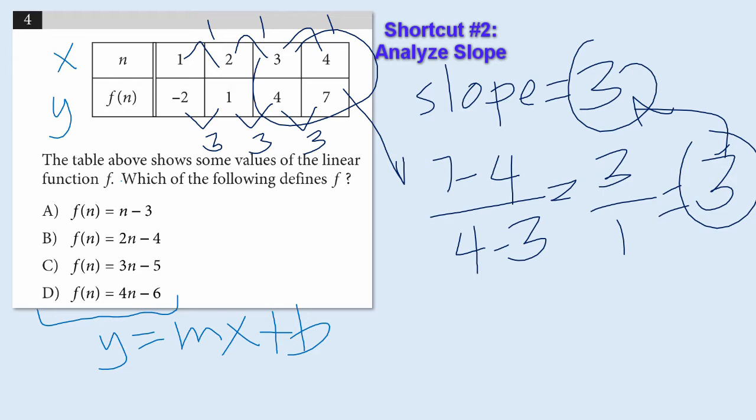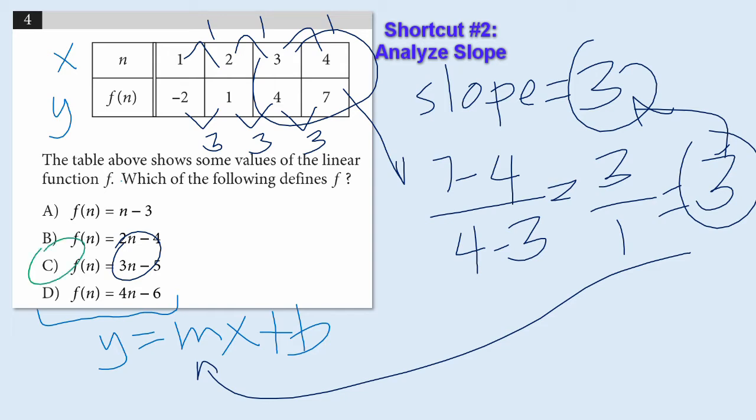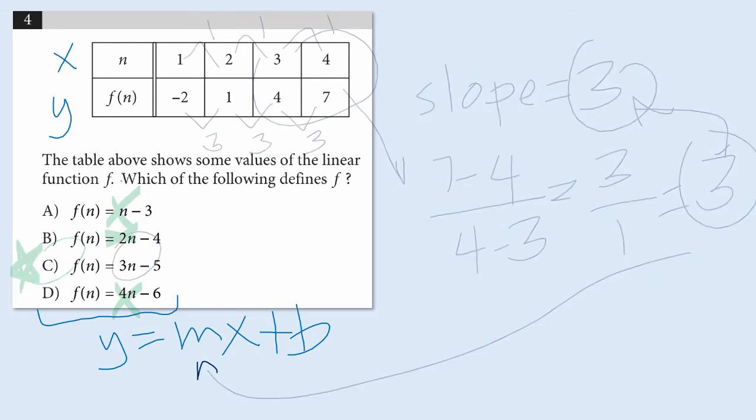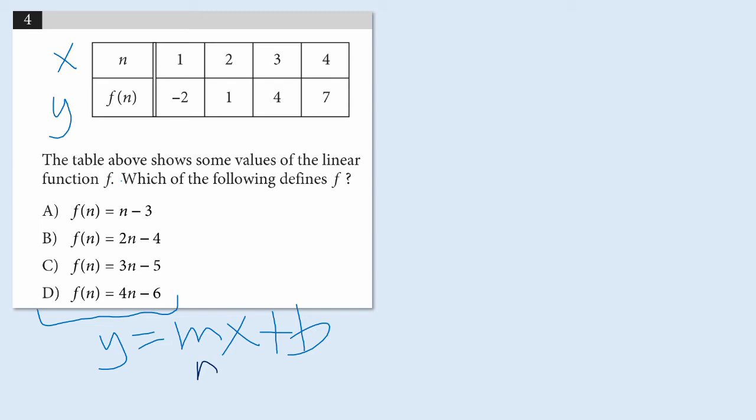Well, there's only one equation that has a slope of 3. So I know that the answer must be C. All of the other answers have slopes that are not equal to 3. So that was the second strategy, which is analyzing slope. Now let's look at a third strategy, and it involves analyzing the y-intercept.